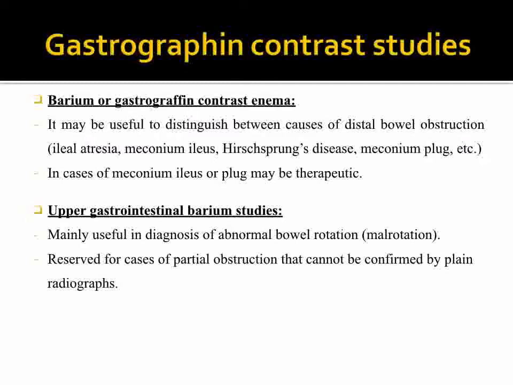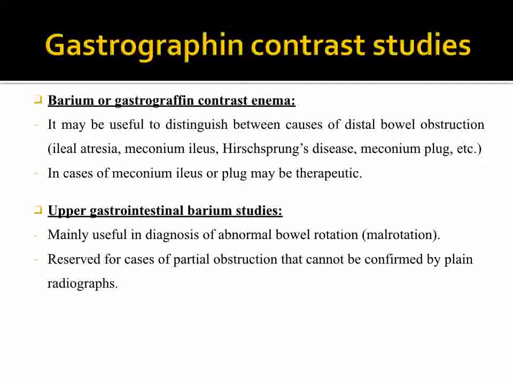Okay, barium or gastrographine contrast enema is useful in cases of distal small bowel obstruction like ileal atresia, meconium ileus, Hirschsprung disease, or meconium plug syndrome. Remember, gastrographine only, not barium. Gastrographine contrast enema may be therapeutic in cases of meconium ileus. Gastrographine, and not barium.